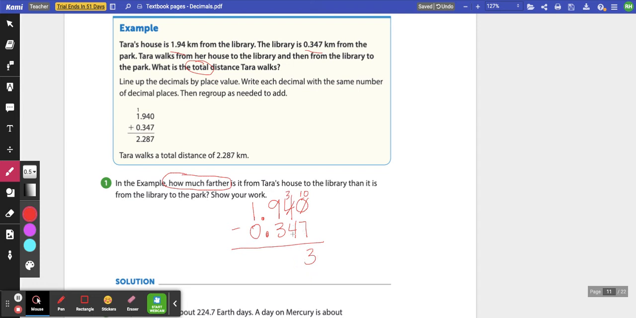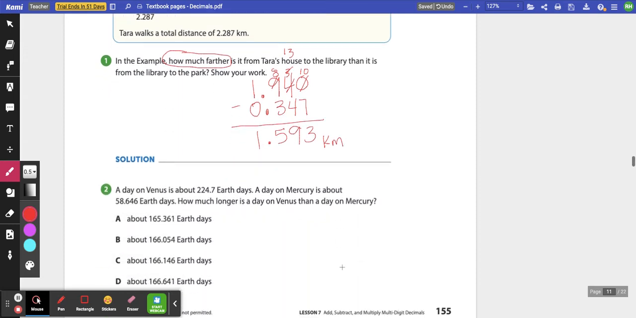I cannot do 3 minus 4, so I'm going to have to regroup again. That becomes an 8. This is 13. 8 minus 3. And 1 minus 0. It is 1 593 thousandths kilometers farther.